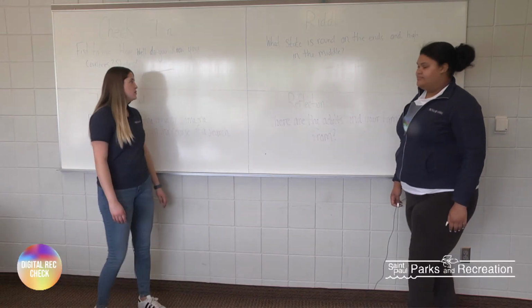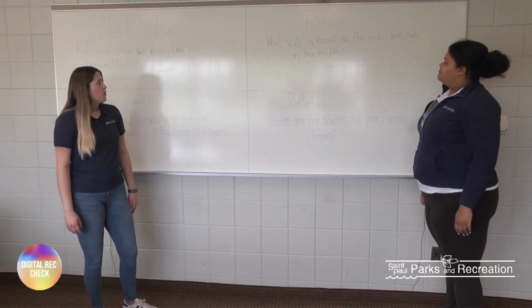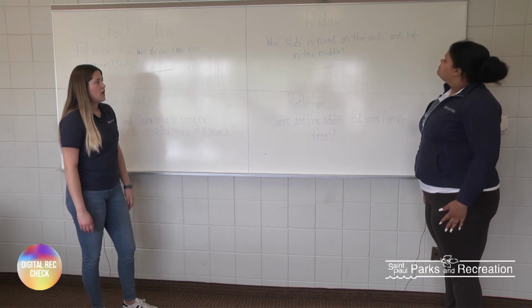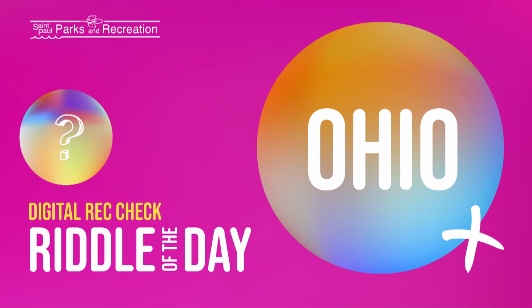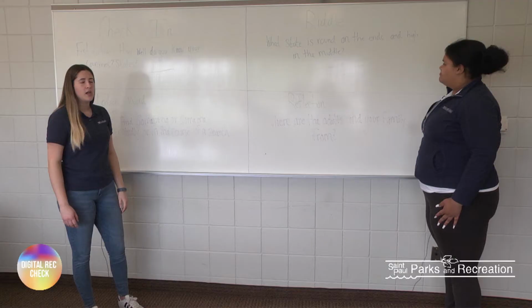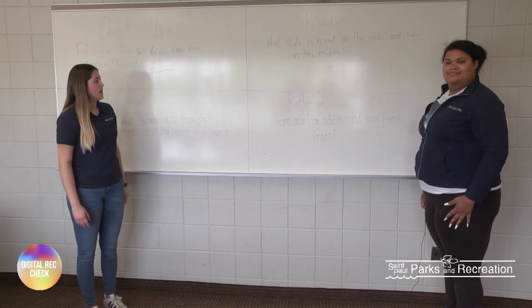Okay, so now moving on to today's riddle. The riddle was, what state is round on the ends and high in the middle? Did you guys come up with the answer? Well, the answer is Ohio. Do you get it? Because it has two O's on the end and it has the letters H-I in the middle. If you didn't get it, don't worry, you can get the riddle next time.